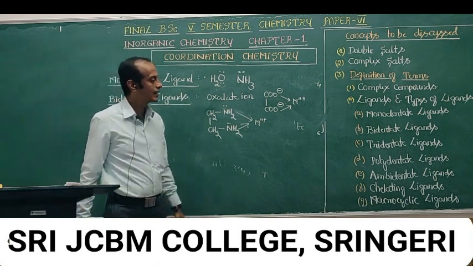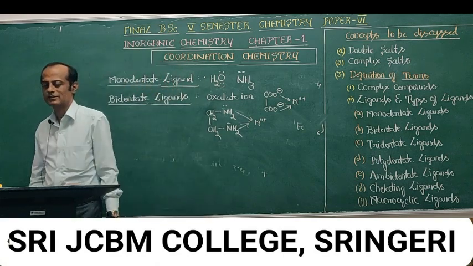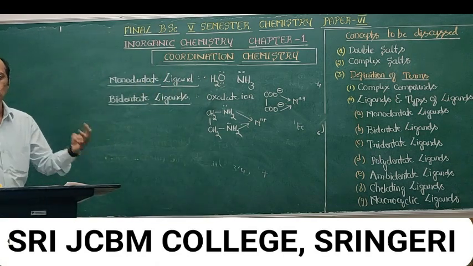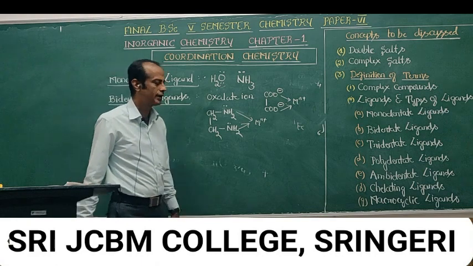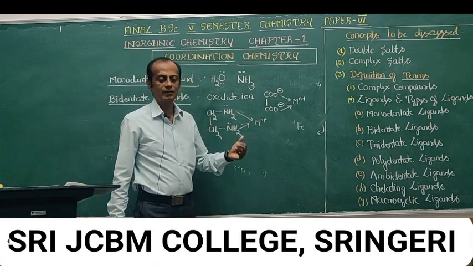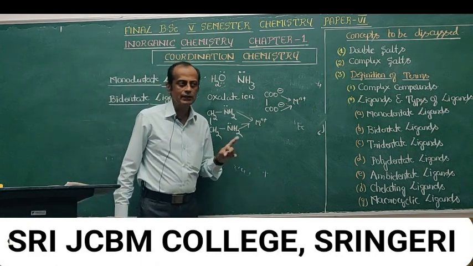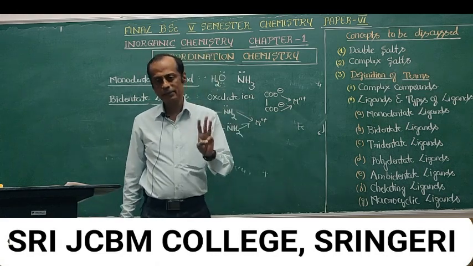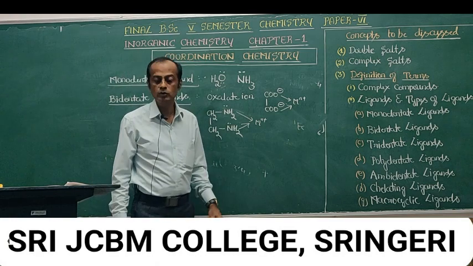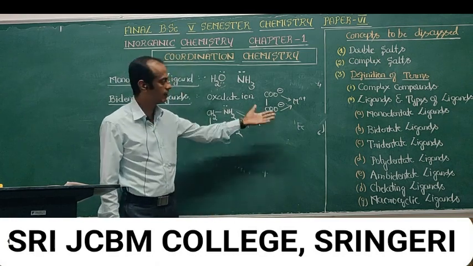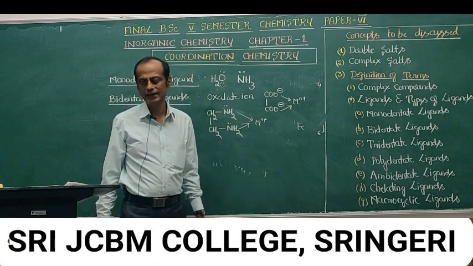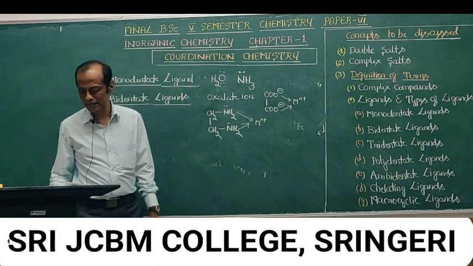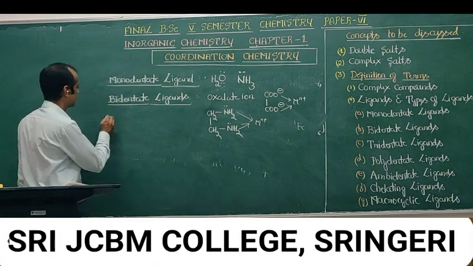Next we go to tridentate ligand. As the name itself suggests, it can form three coordinate bonds with the central metal ion. A ligand which has three donor atoms through which it can donate three pairs of electrons to the central metal atom to form three coordinate bonds is called a tridentate ligand. An example for tridentate ligand is diethylene triamine.